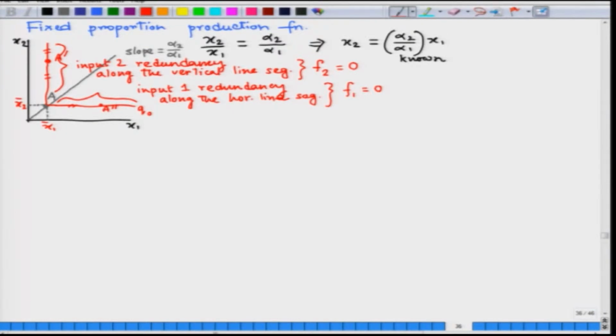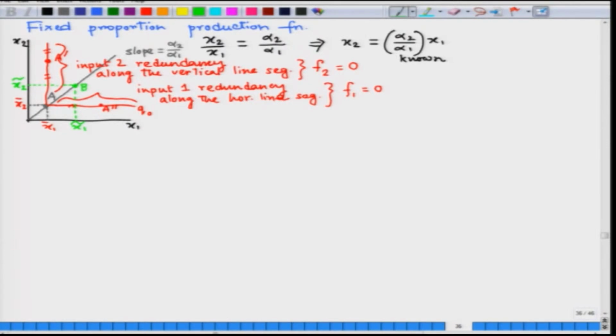Now, let us move to a different output level, a higher output level. To produce a higher output level, now I need to combine these two inputs in the same fixed proportion alpha 2 over alpha 1, but now I need more of both these inputs as I need to produce more units of output, and say I have x1 tilde and x2 tilde, and this is my point B.